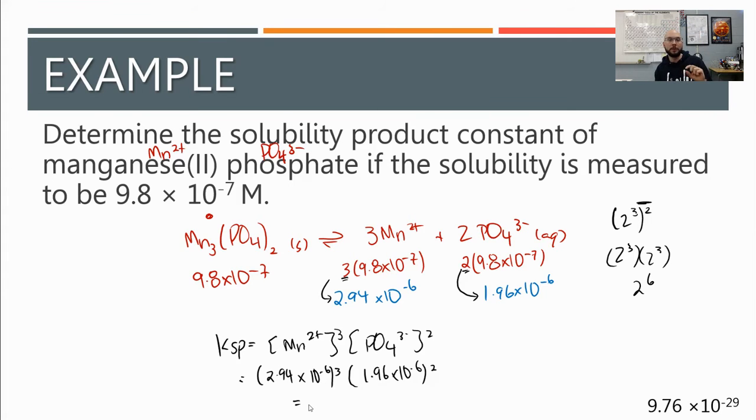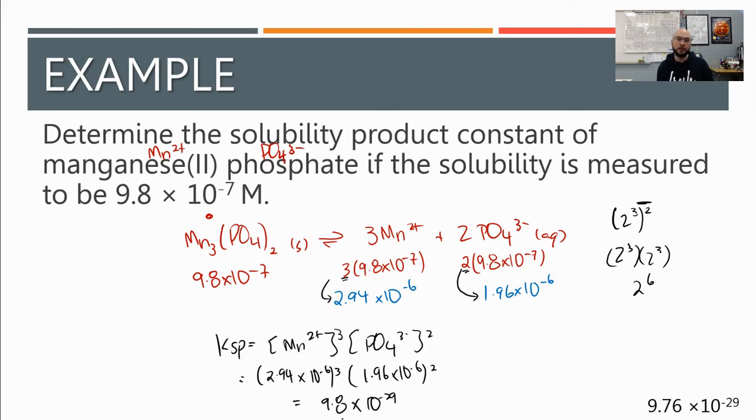If you have a calculator with 2 lines of display, make sure you drop back down to that main level. 1.96 times 10 to the negative 6 squared works out to being 9.76, and we can round this up to 9.8 times 10 to the negative 29.